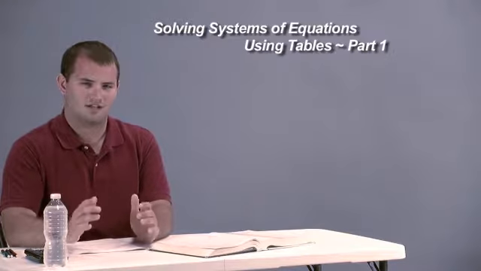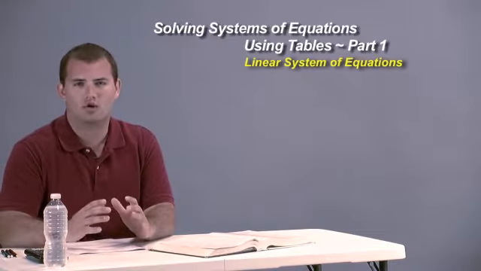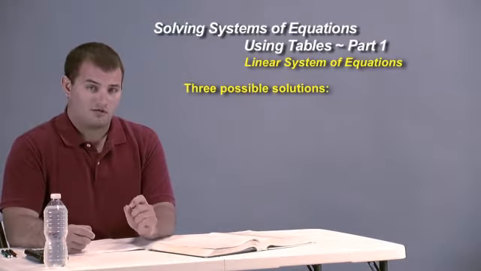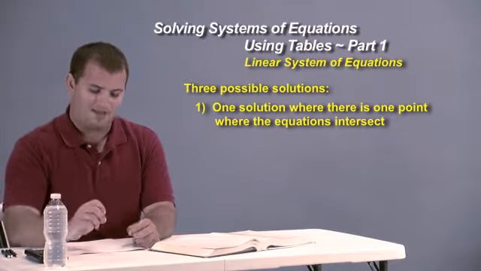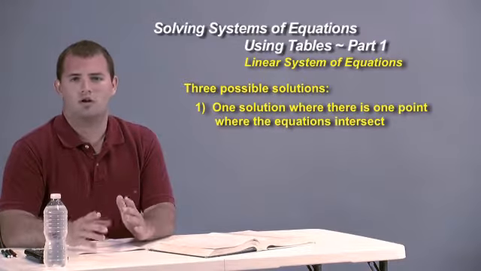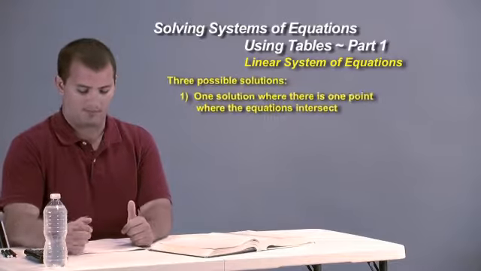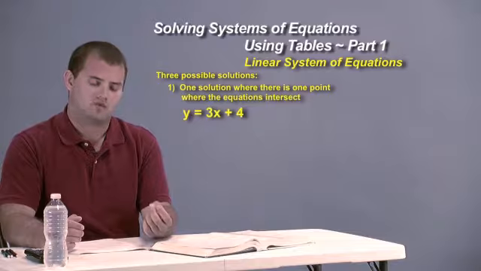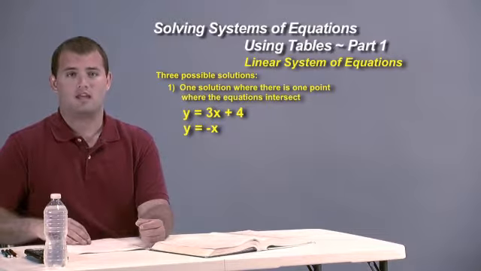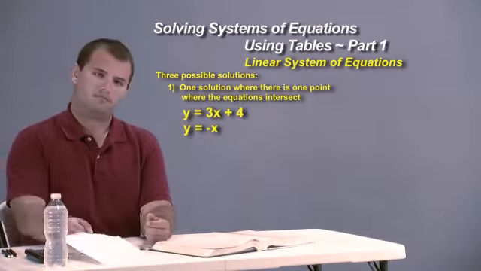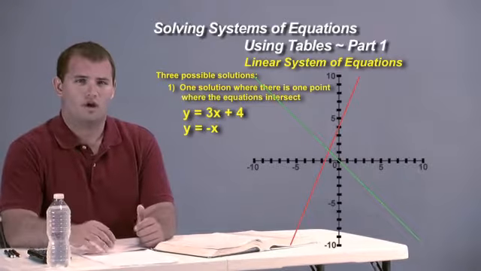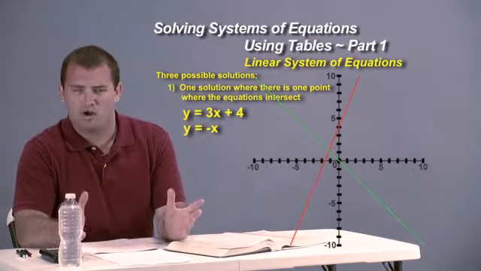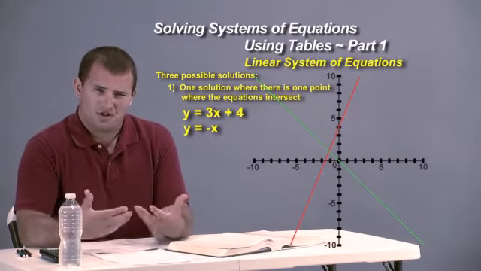Let's first look at a system of equations that contain only linear functions. There are three types of solutions here. First, there's only one solution, which means there's one point where two lines intersect. Here's an example. One equation is modeled by the function y equals 3x plus 4, and the other is y equals negative x. Here's the graph to look at. We notice that there's a point of intersection at about negative 1, 1, and there's only one solution.